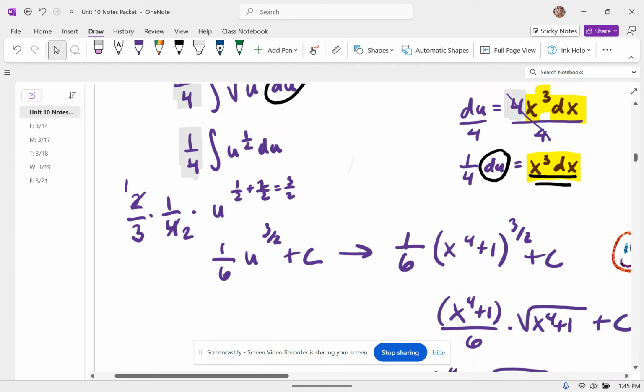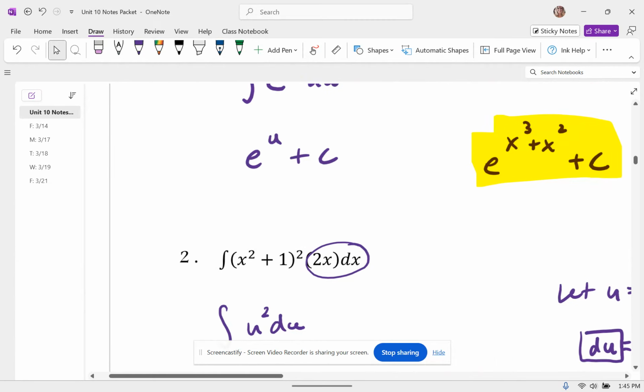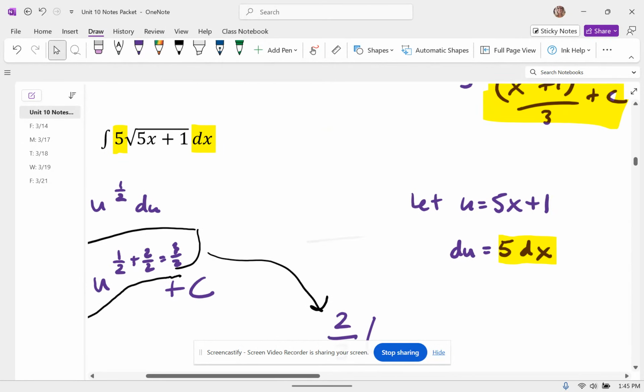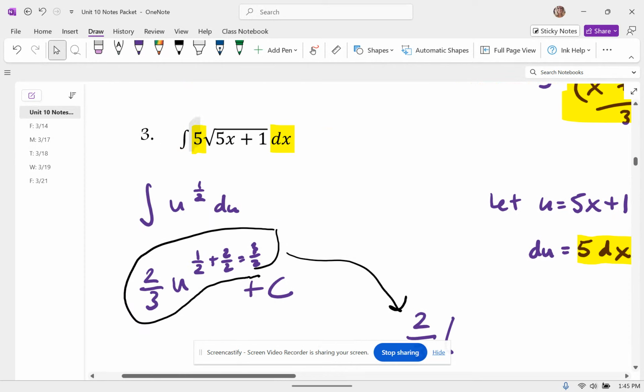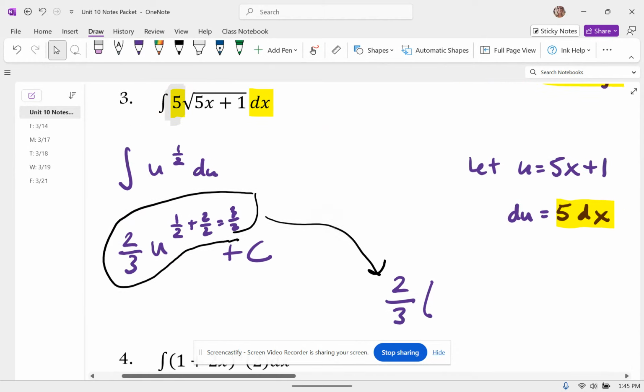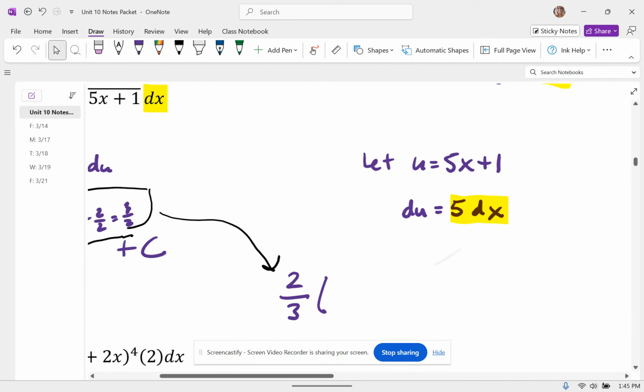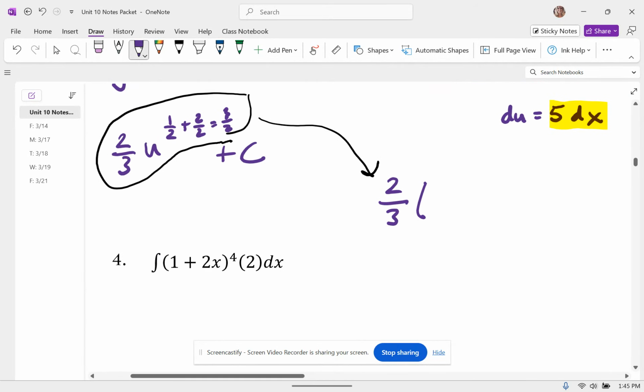But check it out, right? In the one that we just did, when we took the derivative and we got a 5, it was okay because there was already a 5 there. And we didn't have to divide both sides by 5. So you're just plugging back in for u, right? So in u's spot, I have a 5x plus 1 to the 3 over 2.